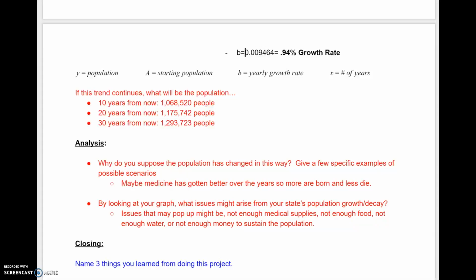By looking at your graph, what issues might arise from your state's population growth? For me, it's growth. Issues that may pop up might be not enough medical supplies, not enough food, not enough water, or not enough money to sustain the population.